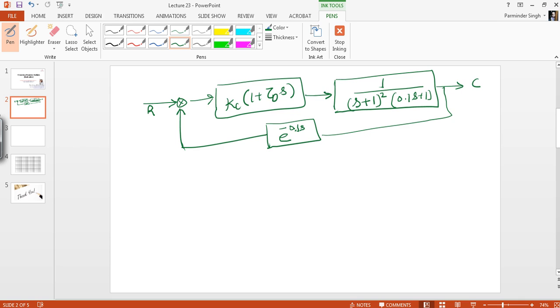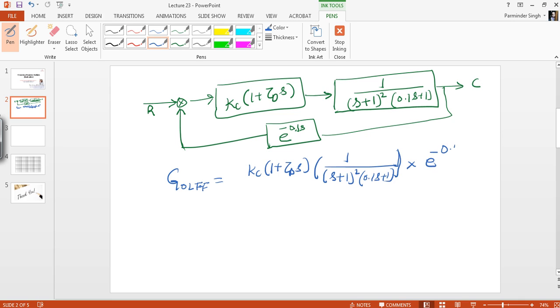Now remember this, when we talk about frequency response analysis, we always talk about open loop transfer functions. So the open loop transfer function for this particular system, we will multiply all the transfer functions, that is Kc (1 + tau_d s) into the transfer function of the process, that is 1 upon (s + 1) whole square into (0.1 s + 1) into e^(-0.1 s).